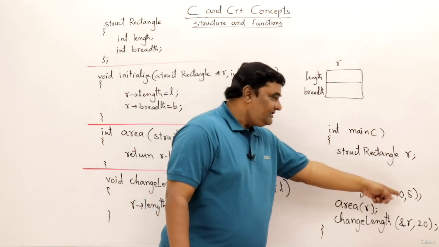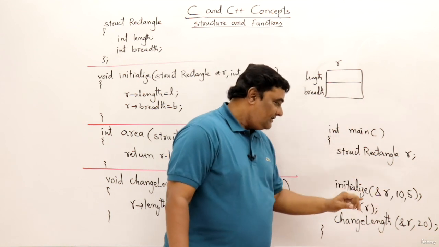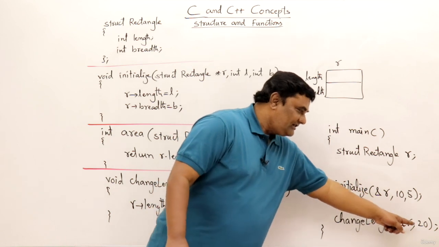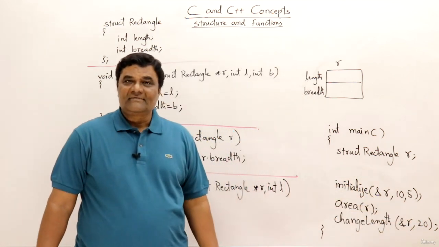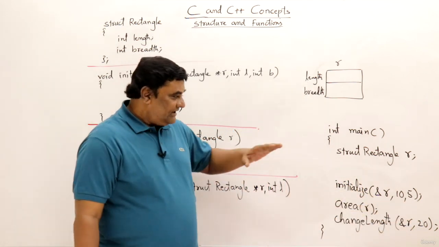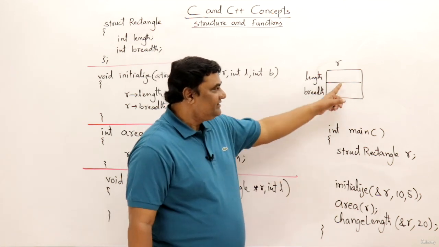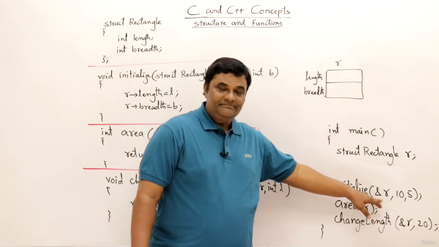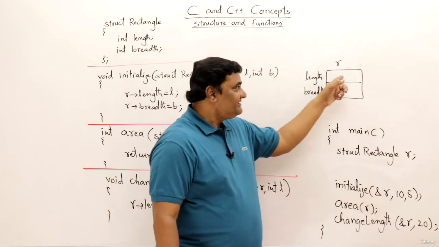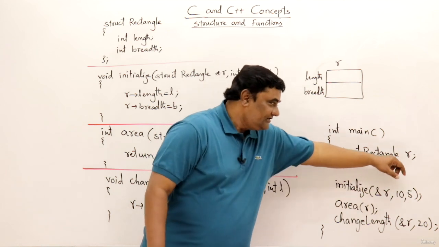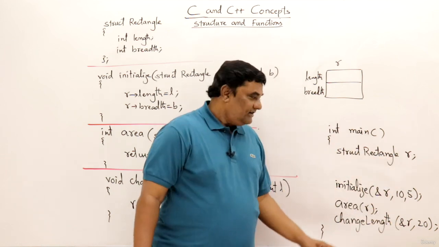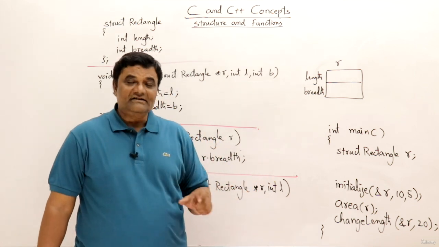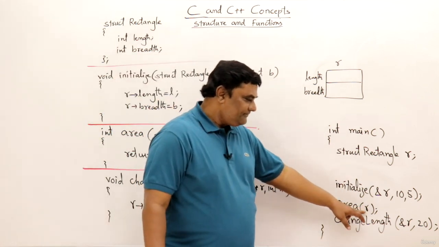Initialize function: we want to initialize this rectangle by filling 10 and 5. And this is for calculating the area of a rectangle. This is for changing the length of a rectangle to 20. Now if you observe these functions, this initialize function should modify this one, so the function must be called by address. So I am sending ampersand, the address of a rectangle. Then the change length function should change this rectangle, that is the actual parameter, so here I am sending by address. Then for area, we don't have to make any changes, we just want the result, that is length into breadth. So this is called by value.